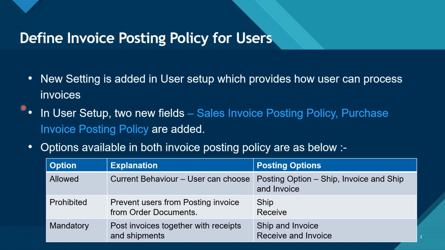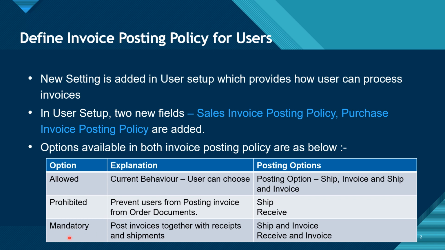In both sales invoice posting policy and purchase invoice posting policy, three options have been added. One is allowed. If the user has been given the option as allowed, in that case, he can have the posting options ship, invoice and ship and invoice. Second is prohibited. The users who have been given the option prohibited can do only shipping and receiving the documents. They cannot post the purchase invoice or sales invoice from the purchase orders and sales orders documents.